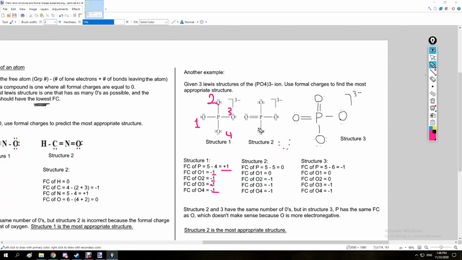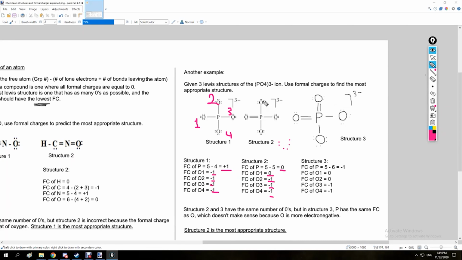If you take a look at structure 2, we took a lone pair off of O1 and we made a double bond there. So the formal charge of P is actually going to be 5 minus 5 now, which is 0. And the formal charge of O1 is also going to be 0 because it's 6 minus 6. And the rest of the O's, O2, O3, O4, are going to have the same formal charge, which is minus 1.